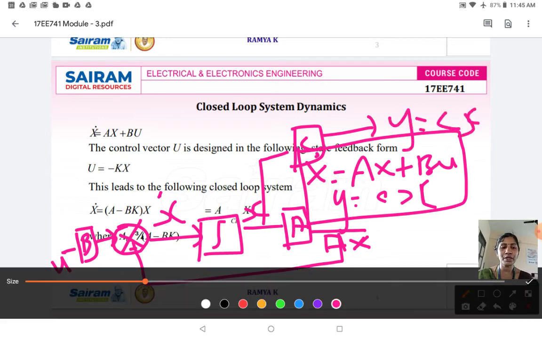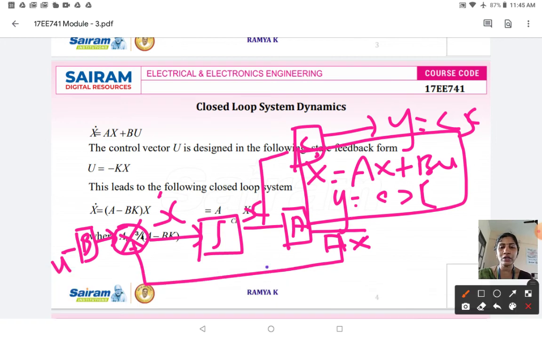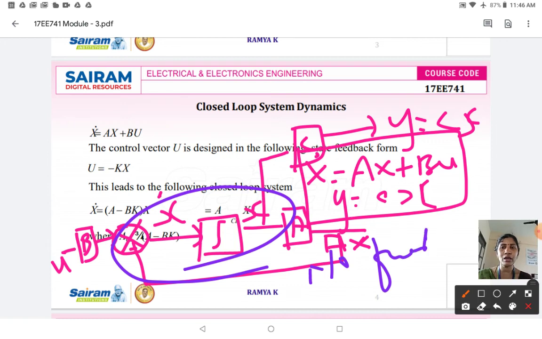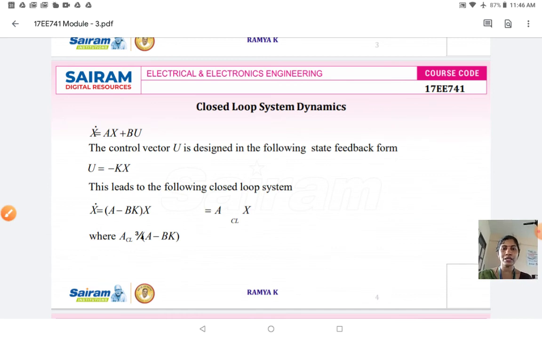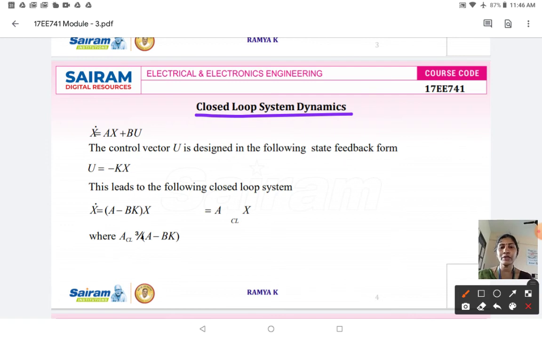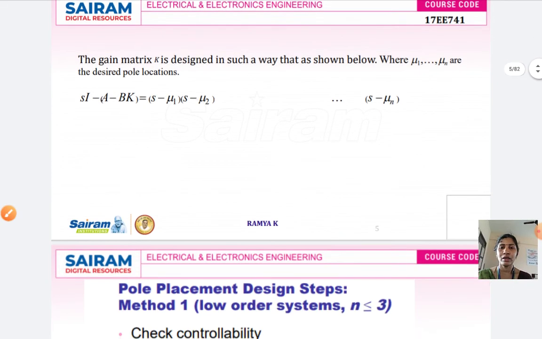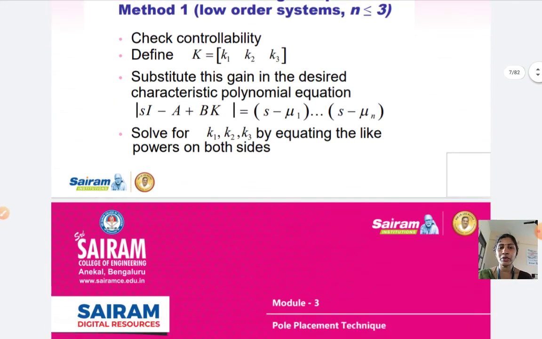Looking at this diagram, it is very clear that there is no feedback. When there is no feedback, the output continuously oscillates, which should not happen for a completely stabilized system. So we need to identify the closed loop dynamics of the system. To identify the closed loop dynamics, we need to connect a feedback, that is u is equal to minus Kx. This leads to a new state equation, x dot is equal to A minus BK into x. All these points we have discussed.